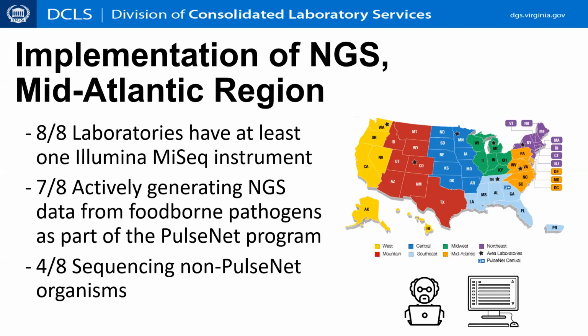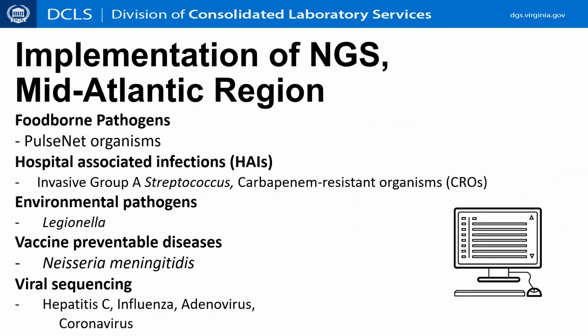And I will say too that the jump from PulseNet organisms to non-PulseNet organisms is not so much the wet lab practices, because every single one of those programs is still using the Illumina MiSeq instrument, and a majority of which are also using the same wet lab protocols and sequencing kits and extraction kits and everything else included in the wet lab process. But the jump to non-PulseNet organisms is more a challenge of integrating the bioinformatics approaches that are appropriate for those organisms. And those organisms, like I said, have included HAI, such as group A strep, or the carbapenem-resistant organisms, environmental pathogens such as Legionella, vaccine preventables, and viral sequencing as listed here.